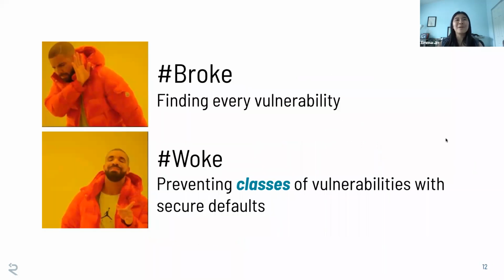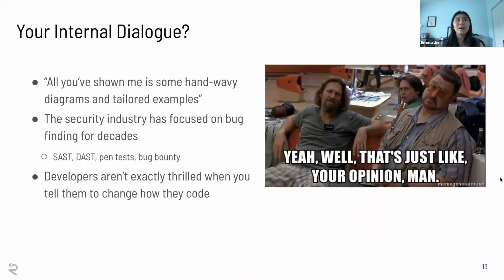So ultimately what I'm arguing is, instead of finding every vulnerability, the first thing security should do is try to prevent classes of vulnerabilities using secure defaults. Now, at this point, you might be saying something like, okay, that sounds great, but all you show me is some hand-wavy diagrams and tailored examples.